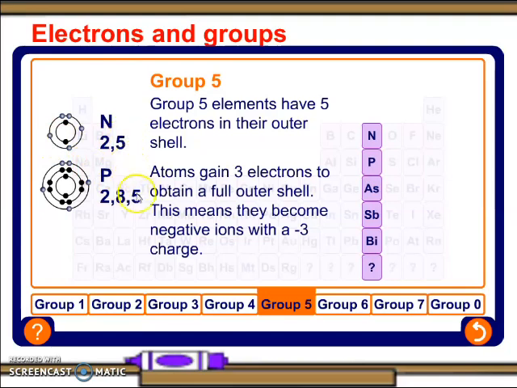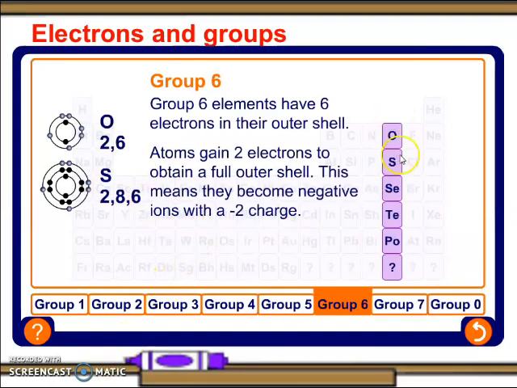Group 5 elements have 5 electrons in their outer shell. Atoms gain 3 electrons to obtain a full outer shell. This means they become negative ions with a negative 3 charge. Group 6 elements have 6 electrons in their outer shell. Atoms gain 2 electrons to obtain a full outer shell. This means they become negative ions with a negative 2 charge.